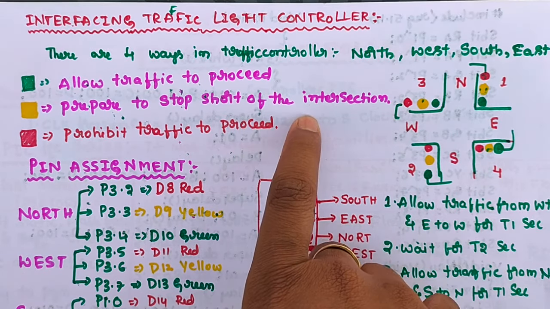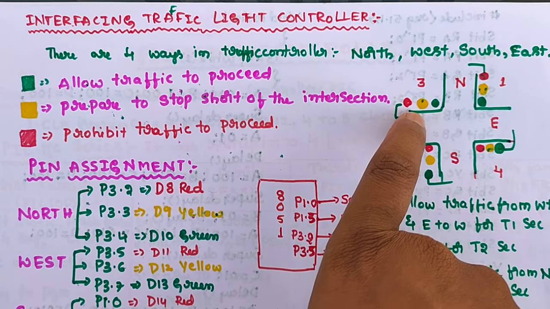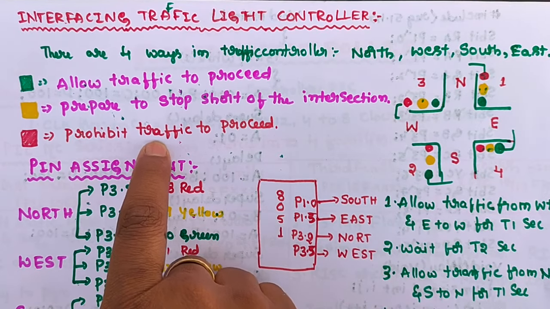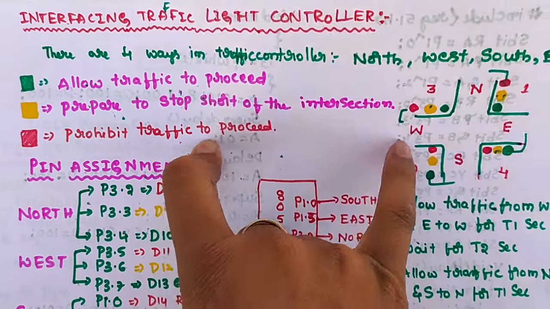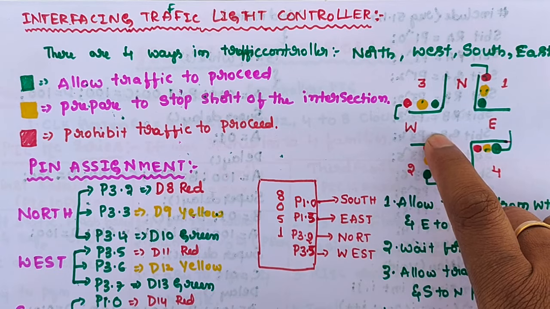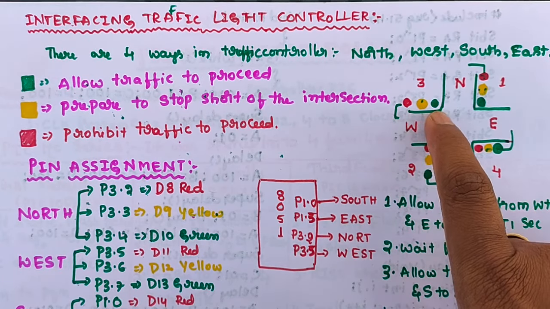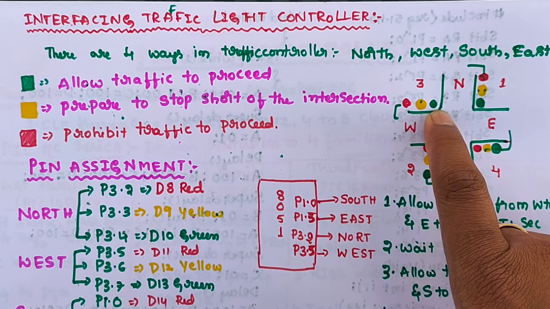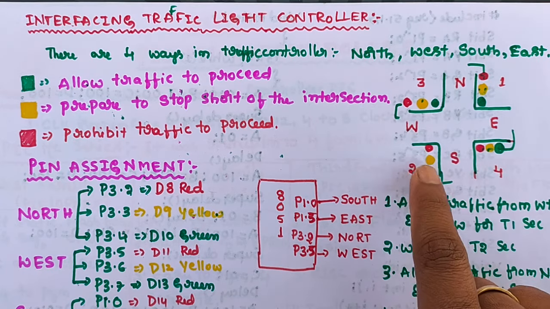or stop short of the intersection. That means get ready to pause or get ready to stop the vehicle. And if it is the red symbol, that indicates the traffic is prohibited, no vehicles need to move, and all the traffic needs to be shut down. So these are the three symbols. We are going to energize these three symbols alternately. That means some procedures are there.